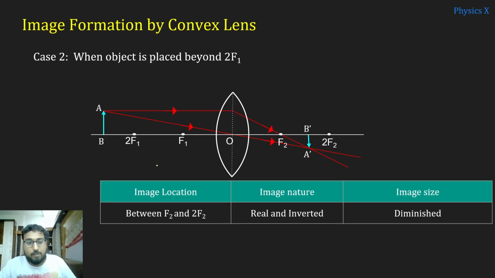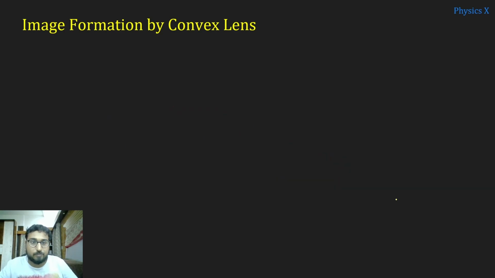So you can see that when the object is placed beyond 2f1, the image is formed between this second focus and this 2f2 point. So there the image is formed, and it is real and inverted, it is upside down and it is diminished. You can directly see that this image size is less than this object size, so it is the diminished case.